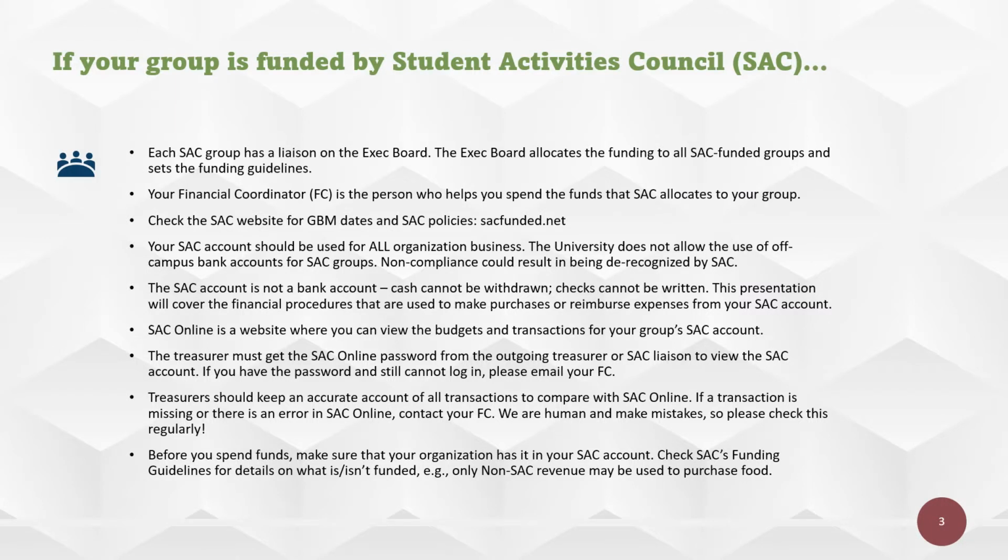Before we dive into the financial procedures, we have a few notes to go over for our SAC-funded groups. First of all, what is SAC? SAC is the Student Activities Council. Each SAC group has a liaison on the exec board. The exec board allocates funding to the groups and sets the funding guidelines. Your financial coordinator, FC, is the person who helps you spend the funds that SAC allocates to your group. Check the SAC website for GBM dates and SAC policies, sacfunded.net.